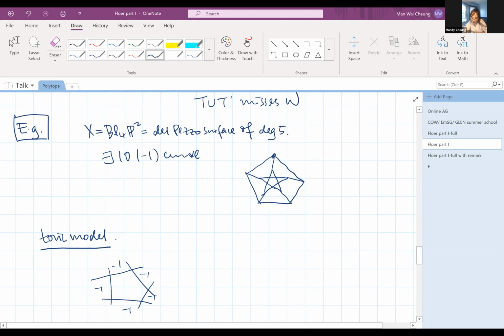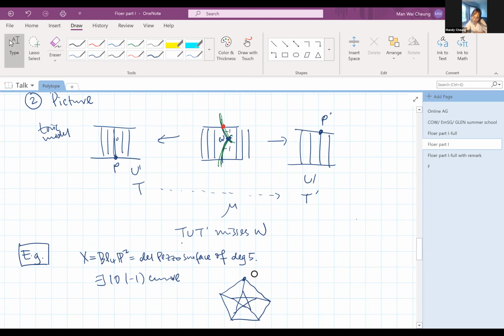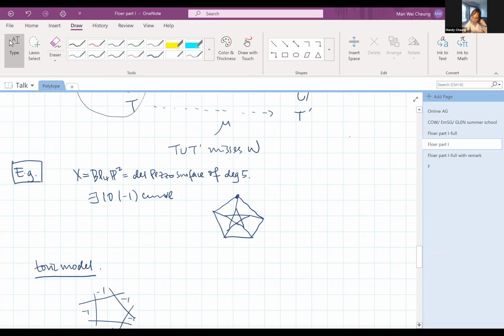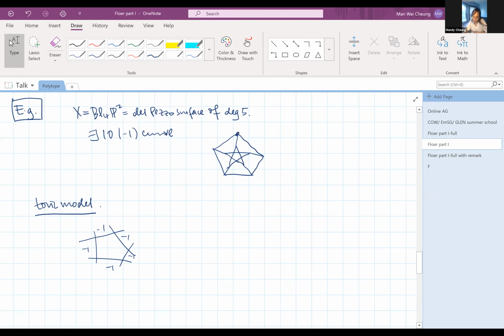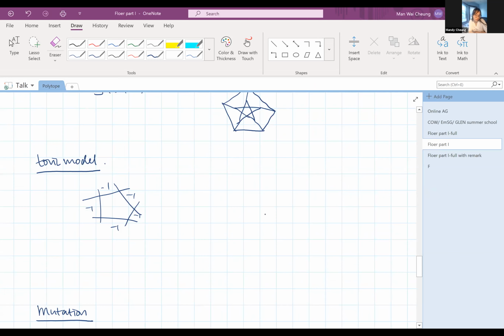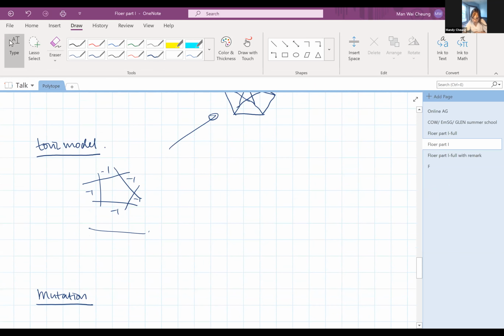And then here you can see when I was describing this picture of mutation, I have a toric model. So the first thing is to describe this mutation. I want to look for a toric model for DP5, which I start with this string of 5 -1 curves. You can choose it from the Petersen graph. And then let's see, I didn't leave space here. Okay, I can draw that.